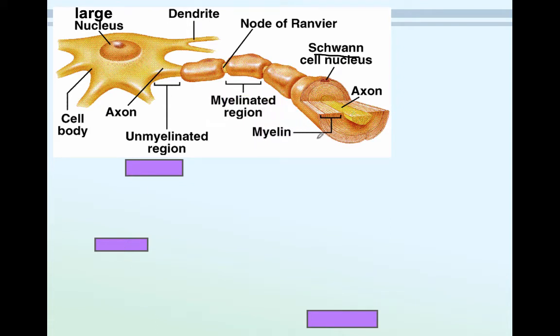There's the myelinated region, and here you can see again, when we cut through it, it looks kind of like the rings in a tree. And again, that's because the Schwann cell wraps around.